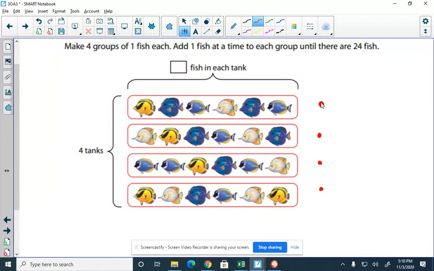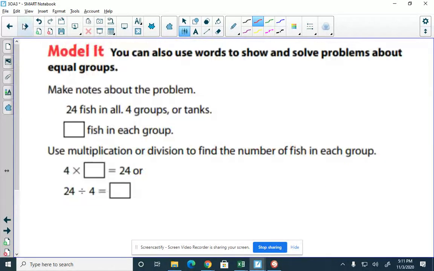So pick back up. 5, 6, 7, 8, 9, 10, 11, 12, 13, 14, 15, 16, 17, 18, 19, 20, 21, 22, 23, 24. And these dots match the array of fish that is right here to the left. So we can see that there are 4 tanks, and we now have 1, 2, 3, 4, 5, 6 fish in each tank. That's using the picture to get that.